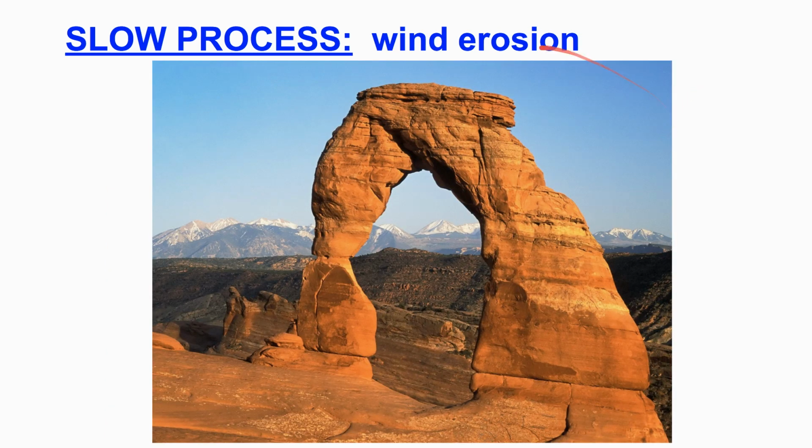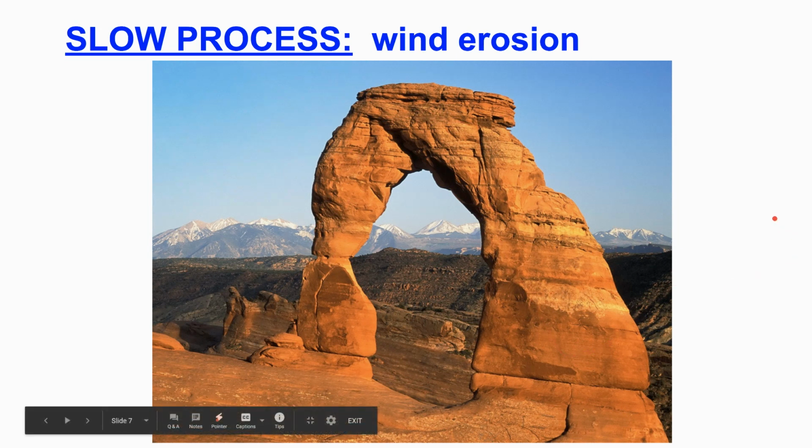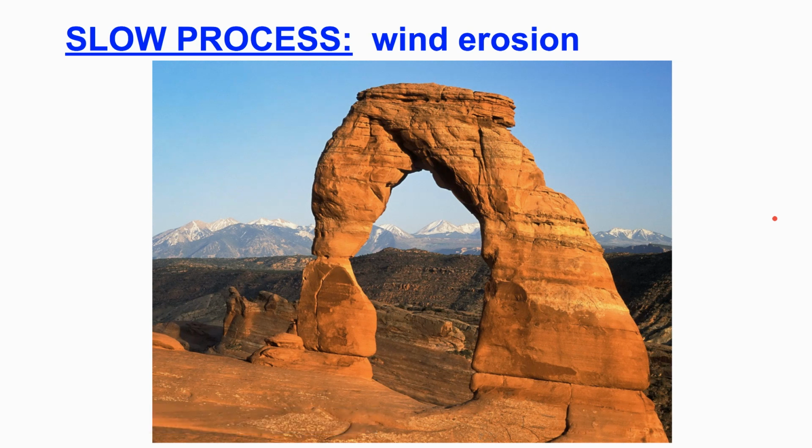Another slow process is wind erosion. And here's our arch from Arches National Park in Utah. We also talked about that. If you imagine back when we did our stations with the coffee stirrers and the sand, if you imagine how long it would take for you to blow sand across stone to carve out this archway, that would take a really, really long time. This is another slow process.